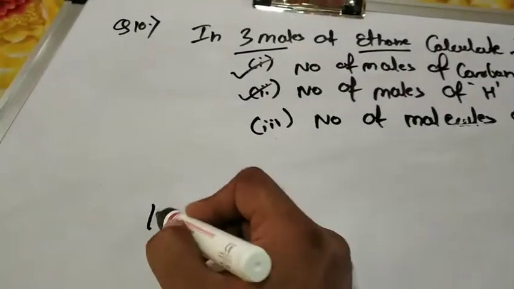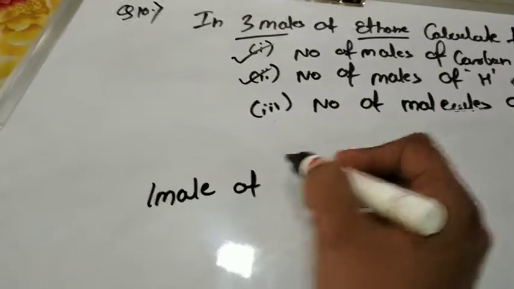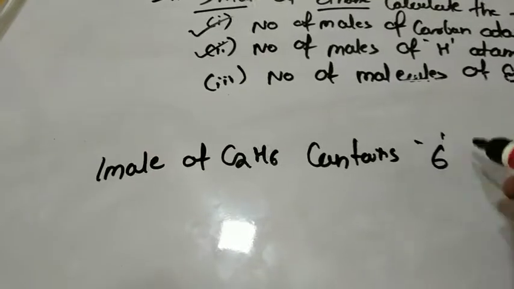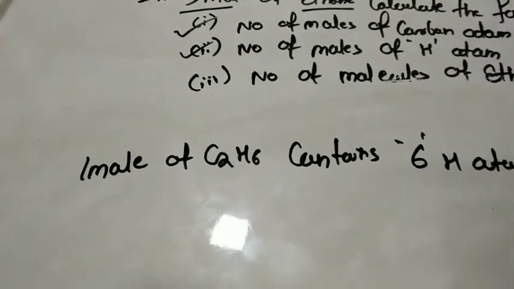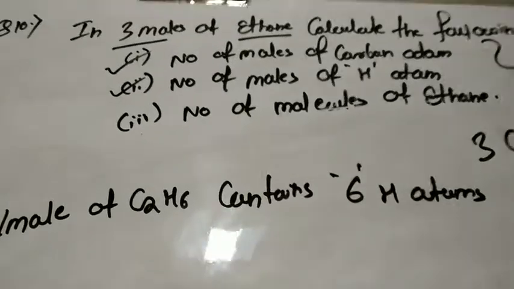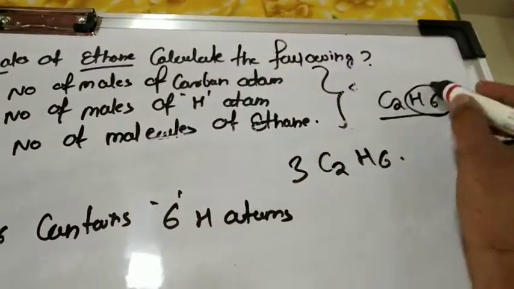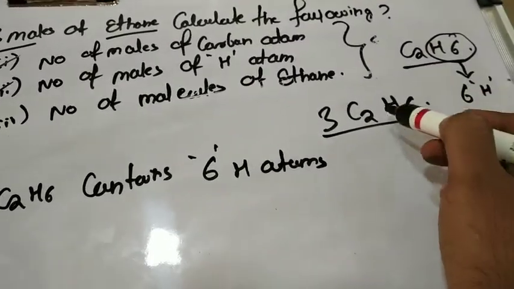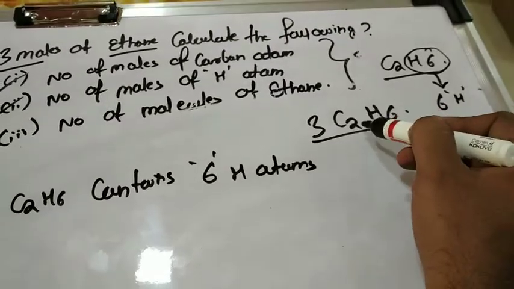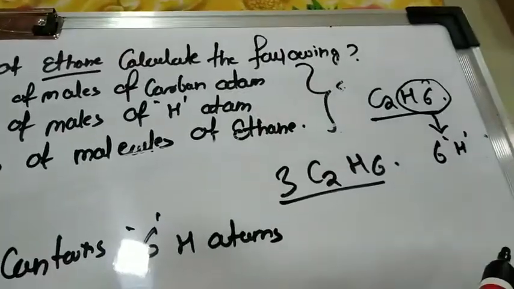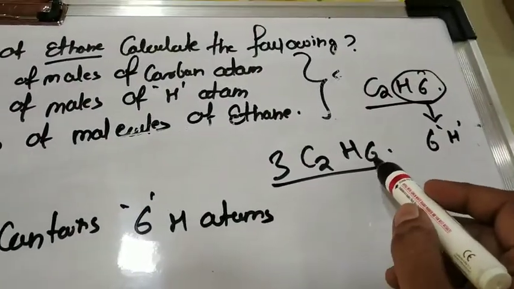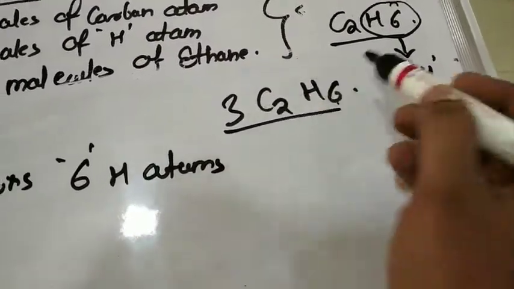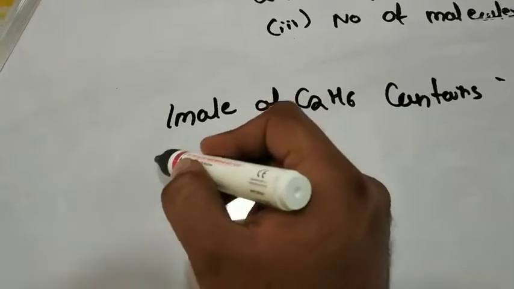See, if 1 mole of C2H6 contains 6 hydrogen atoms, we can see that 1 mole of C2H6 contains 6 hydrogen atoms. Then 3 moles of C2H6 will contain how many hydrogen atoms? Directly also we can calculate: 6 threes are 18. Very easy calculation. Okay, but we will solve it like this.